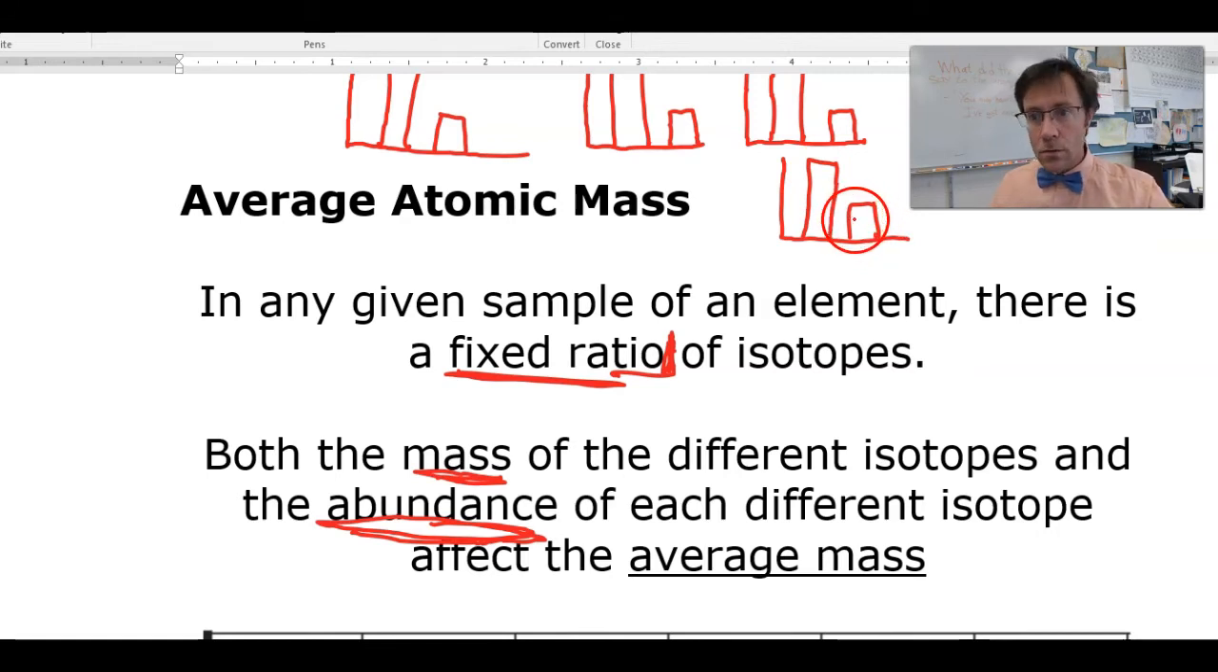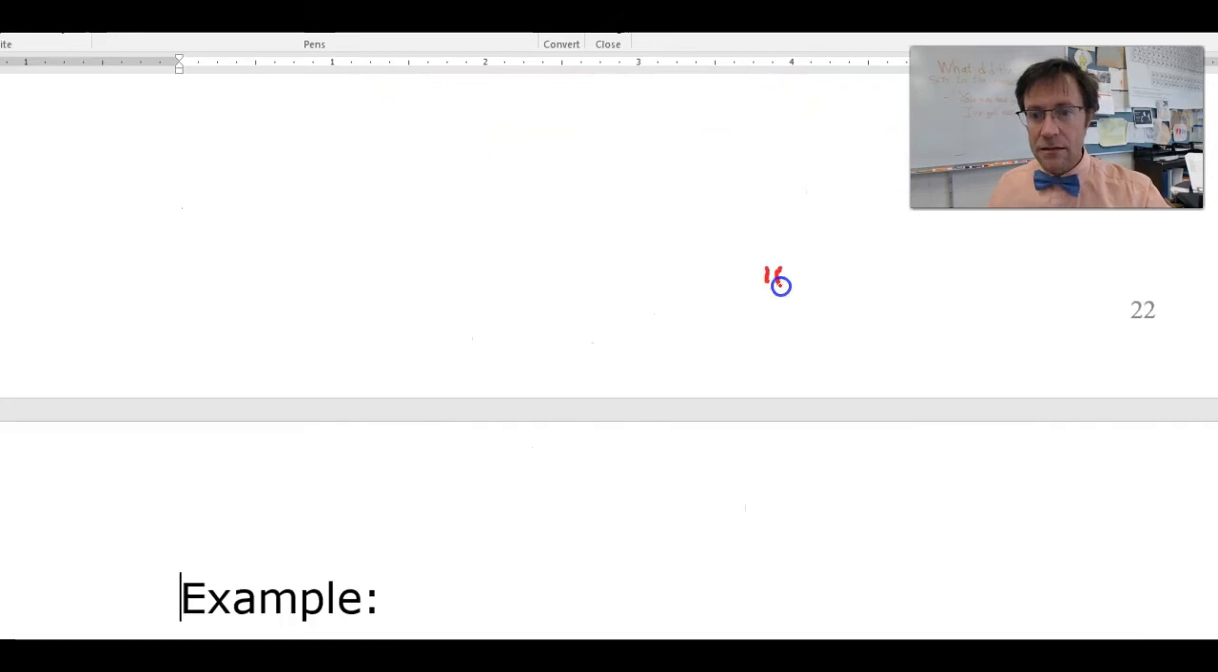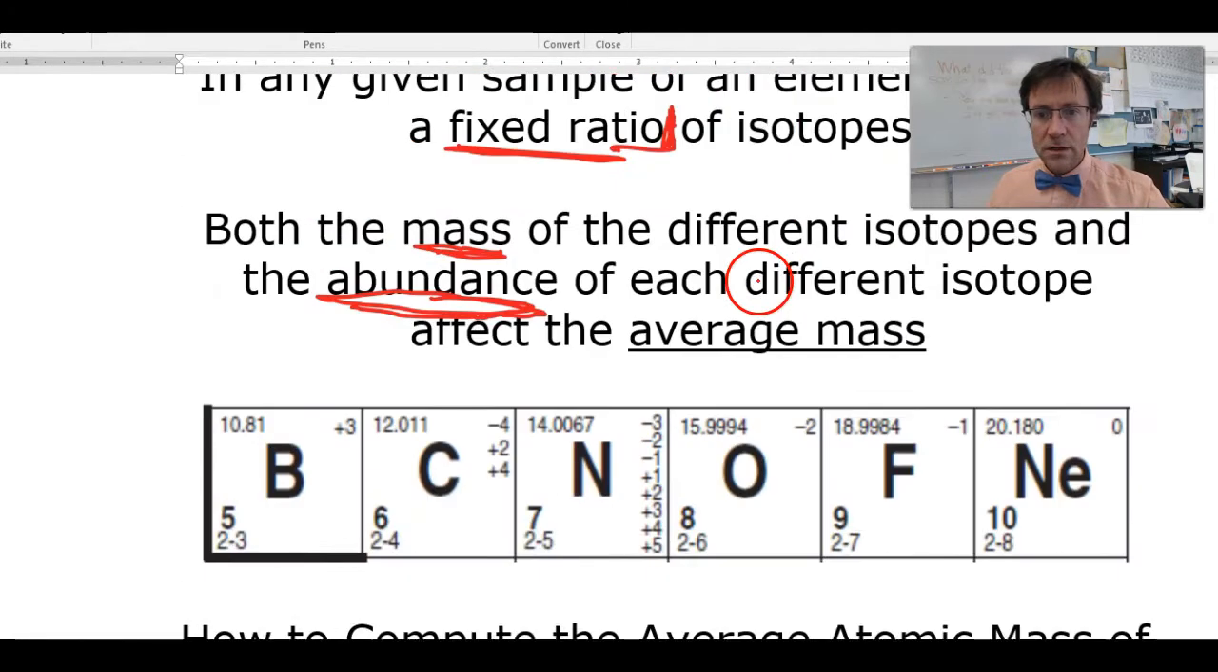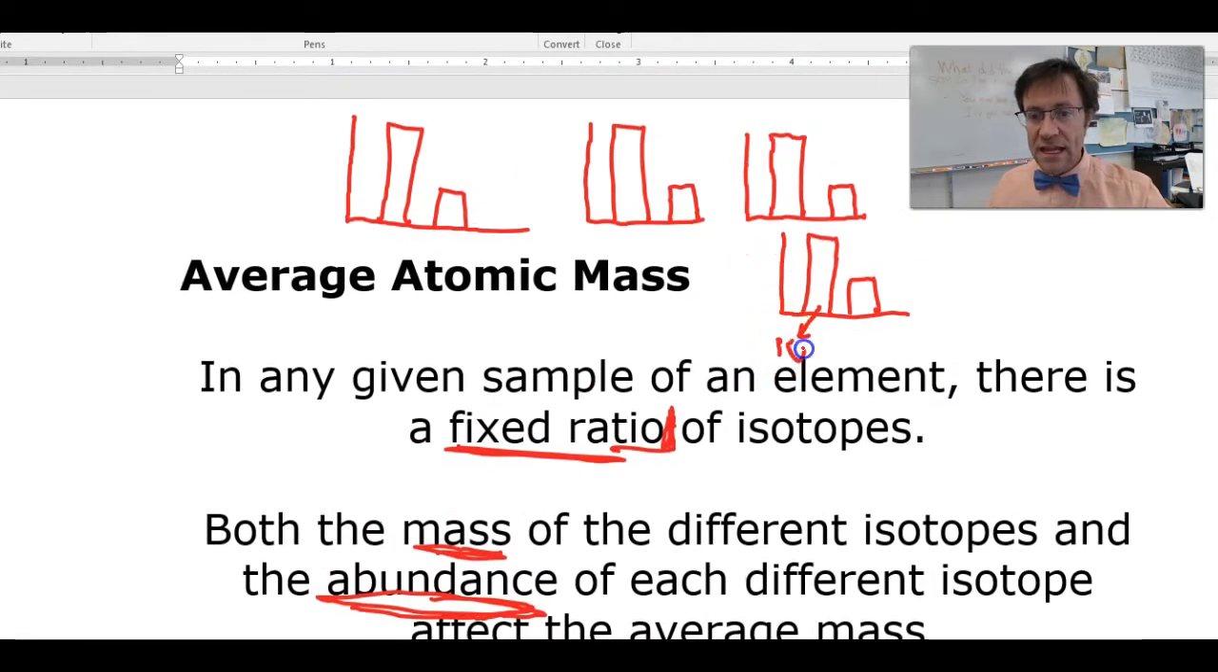So if this one weighed 10 and this one weighed 7, because there's twice as much of this stuff, we would expect the average to be closer to 10, right? And that's what I mean by taking into account the abundance, or the amount, right?